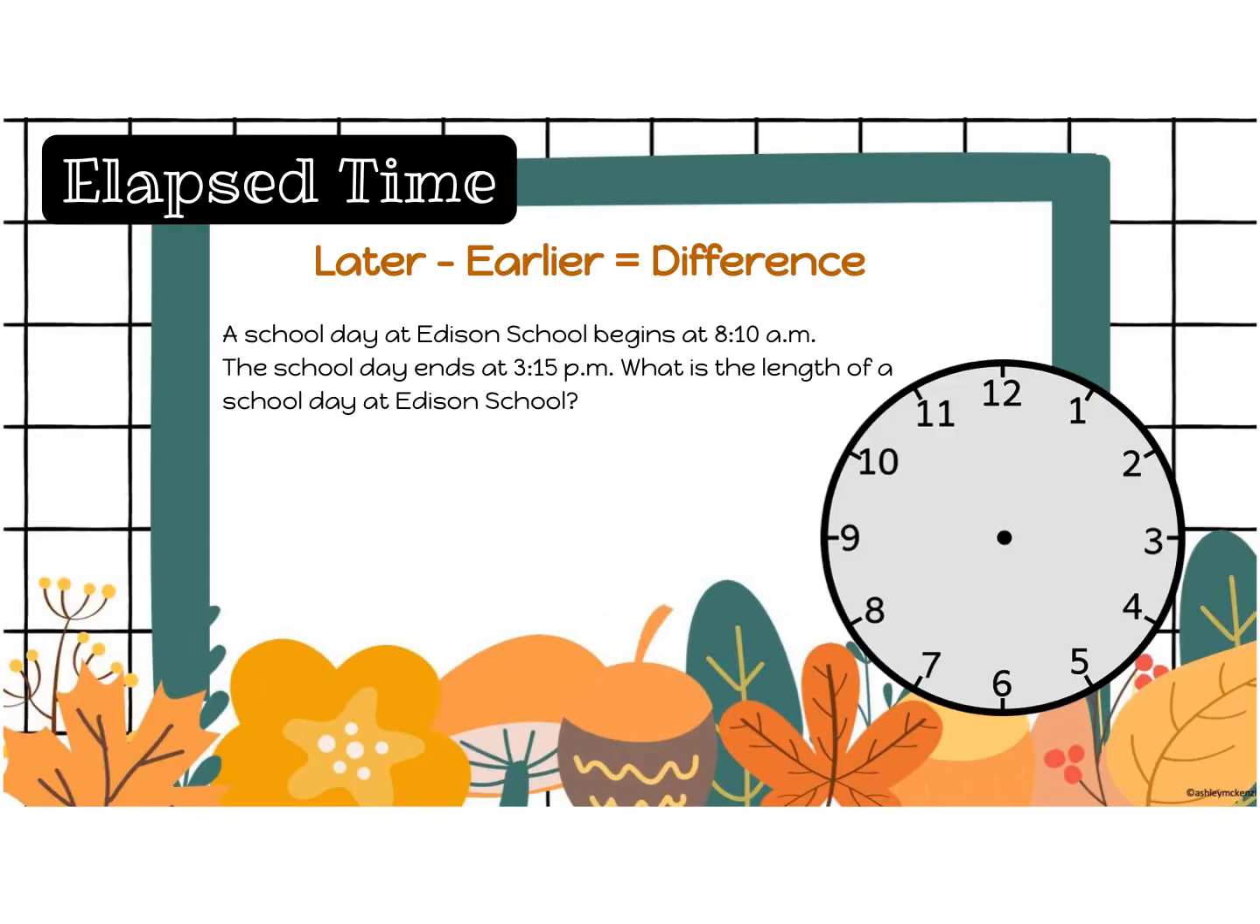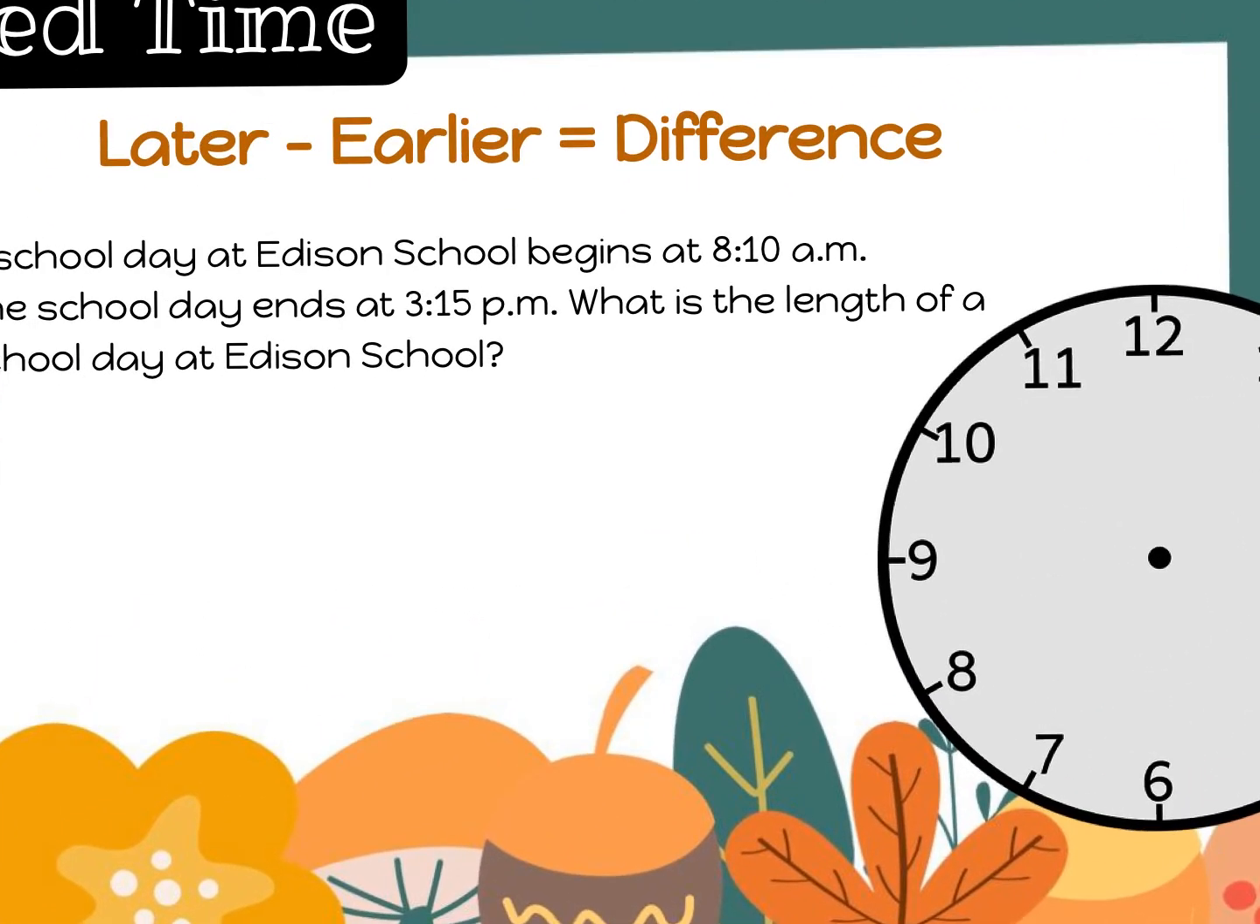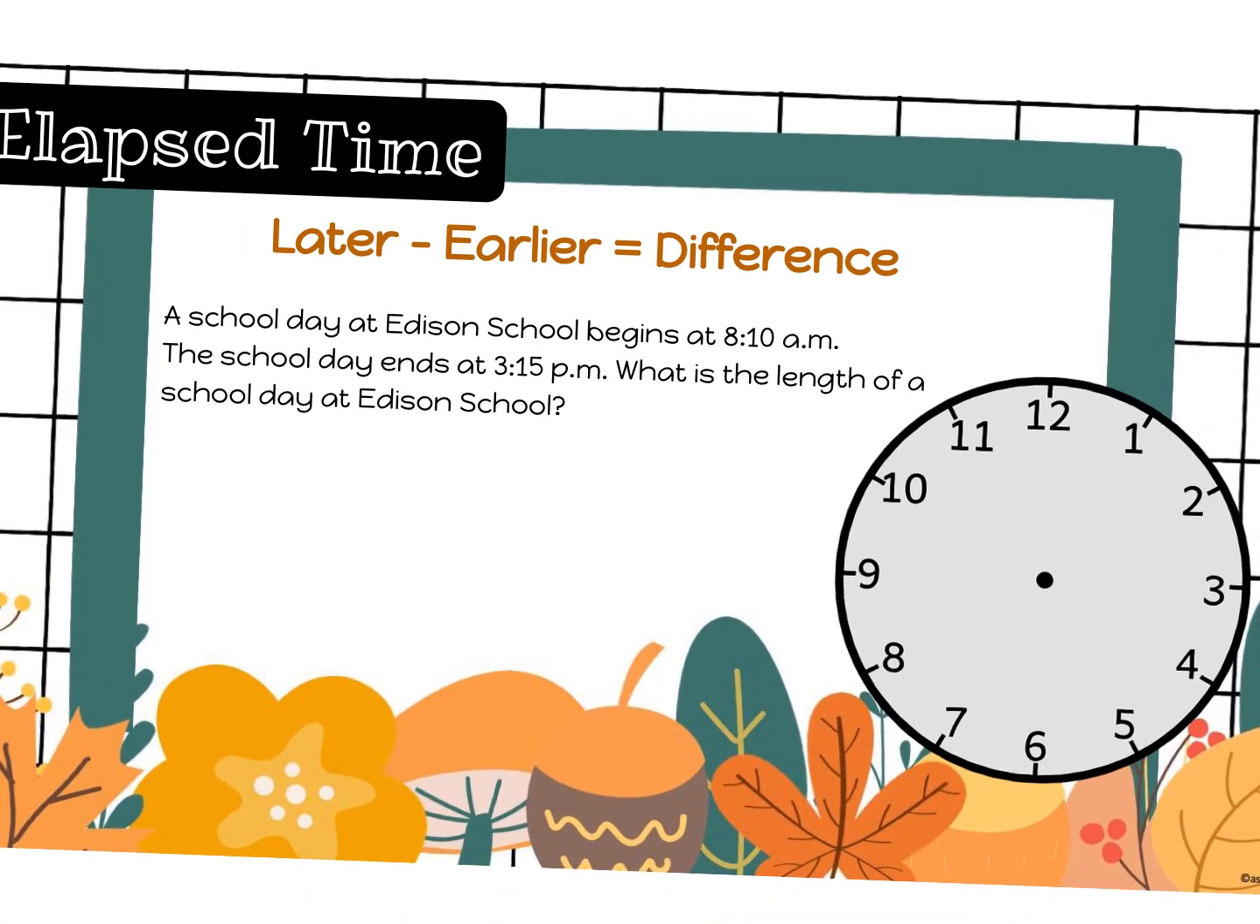Okay. On number 5, there's a 40. Okay, we're not there. So later minus earlier, again, elapsed time. A school day at Edison School begins at 8:10 a.m. What will that look like on my clock? Where does the shorthand go versus the longhand? Okay, Otto. The shorthand goes to the 8. Uh-huh. And the longhand goes to the 2.